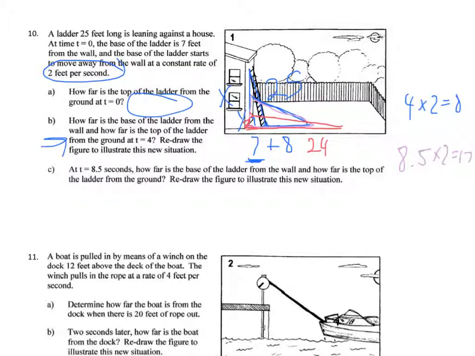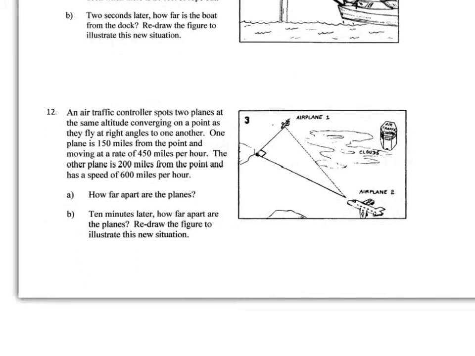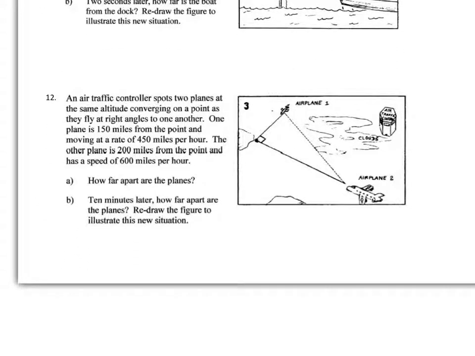The rest of these problems, you're really going to have to think about them. 12, the tricky part on that one, I don't think it's how far apart are they, because we know that this one's 150 miles away from the point. This one is 200. Well, we just use Pythagorean Theorem to find out how far away they are from each other.